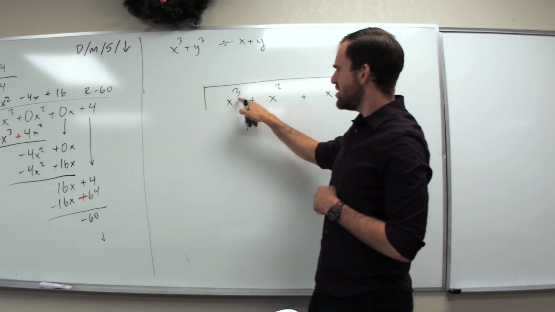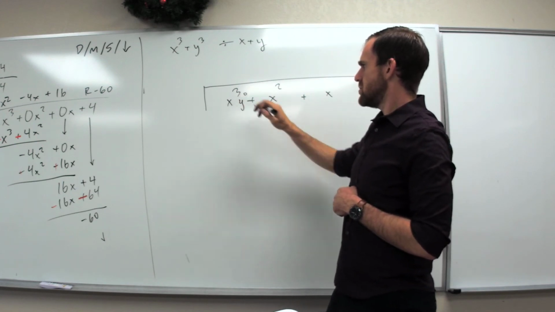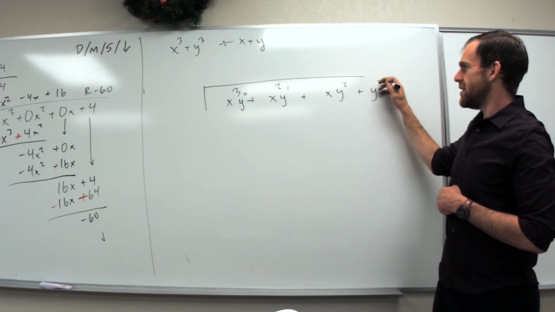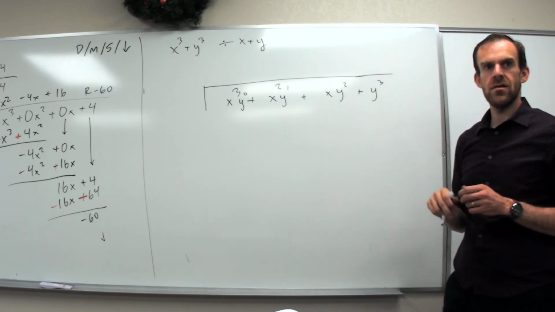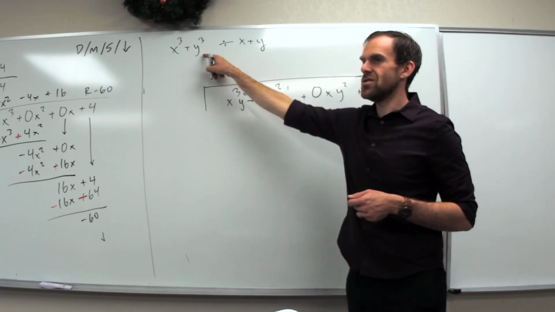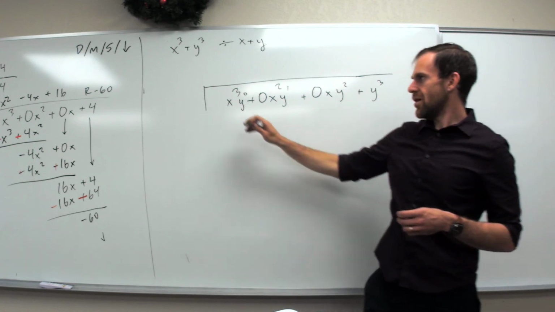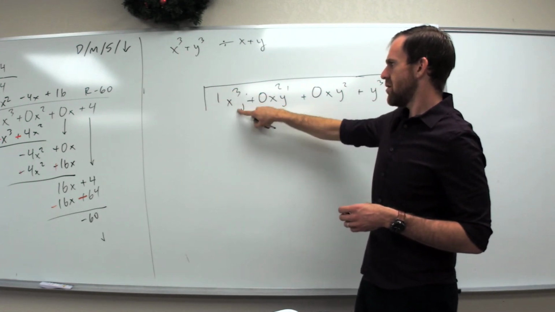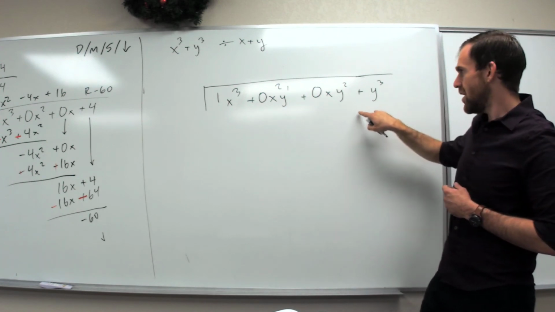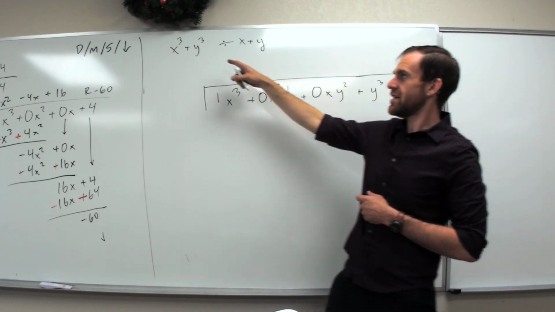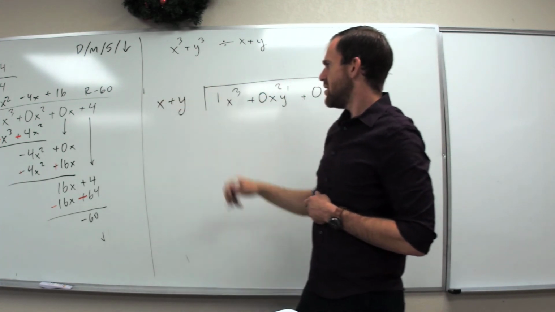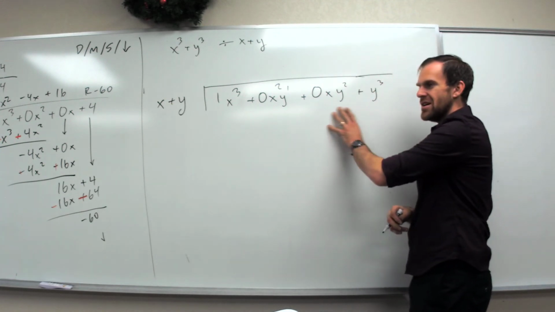So I'm going to do x cubed y to the 0, x squared y to the 1, x y squared, and then that's where I get my y cubed. But notice I had none of these and none of these in my original problem. So I have 1x cubed y to the 0 plus 0 x squared y plus 0 xy squared plus 1 y cubed. What am I dividing by? X plus y.